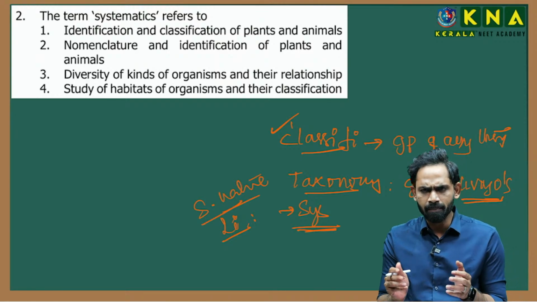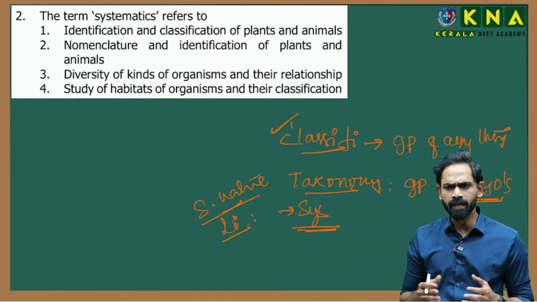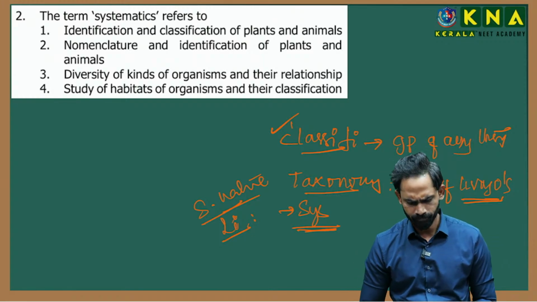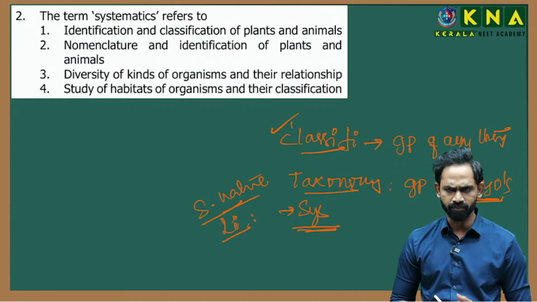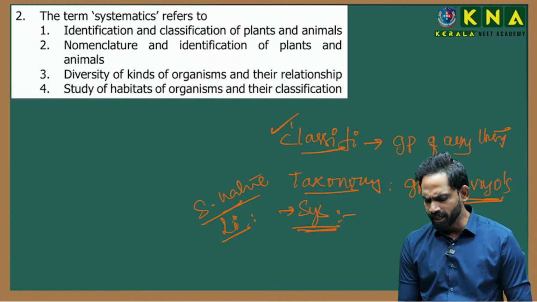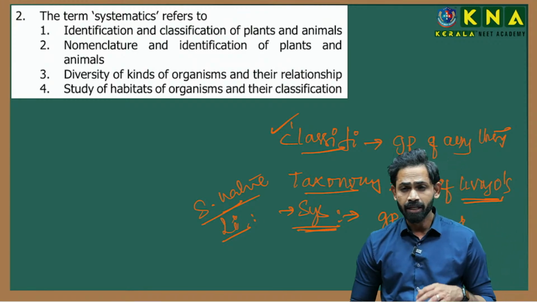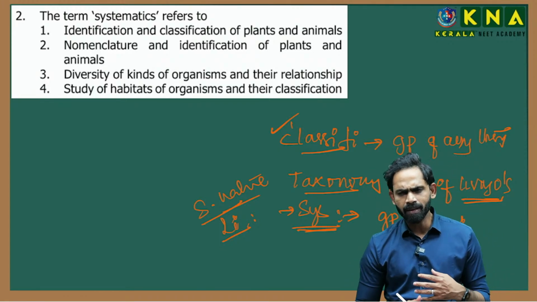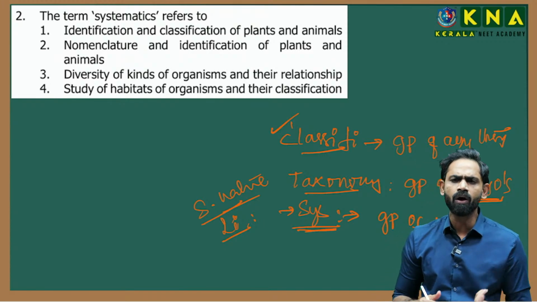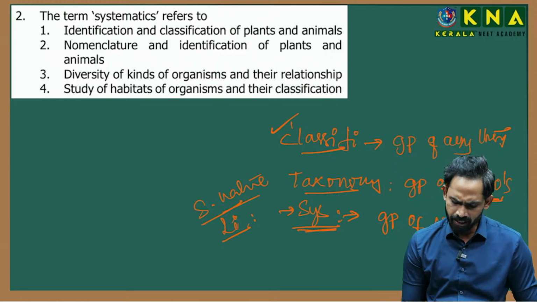The term systematics was first used in the book Systema Naturae written by the great Linnaeus sir. He also proposed the 2 kingdom classification. Systematics is also classification of living organisms only. Sir, when you are telling taxonomy is a classification of living organisms, systematics is also classification of living organisms. What is the difference? The difference is the basis.